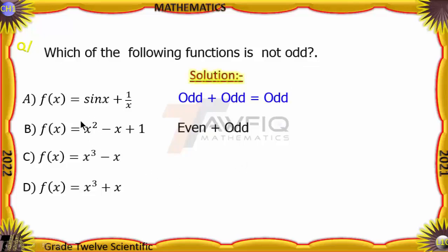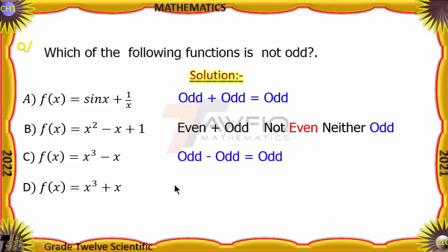And B, we have even function plus minus odd function, which is neither even nor odd, which means not symmetric. C, we have x cubed minus x. x cubed is odd, x is odd. Odd minus odd is an odd function. D, f(x) equals x cubed plus x. Odd plus odd is an odd function. Then the correct choice is number B.